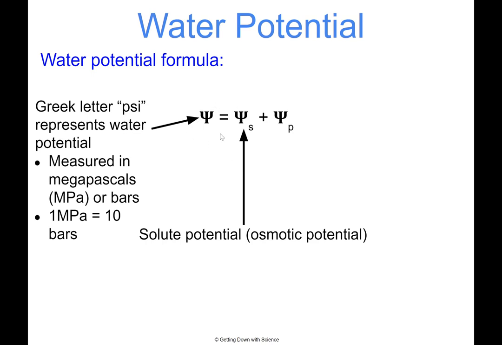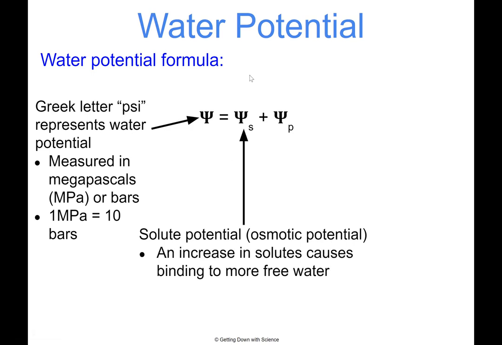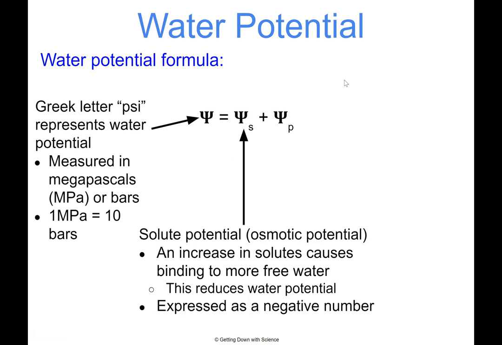So water potential overall is equal to the solute potential, also known as the osmotic potential. And so solute, remember, these are our particles that aren't water. So an increase in solute causes the binding to more free water, therefore reducing the water potential. It's kind of like saying, hey, we're more concentrated. And it is typically expressed as a negative number. Pure water is going to be 0 megapascals because it should have no solutes in it.